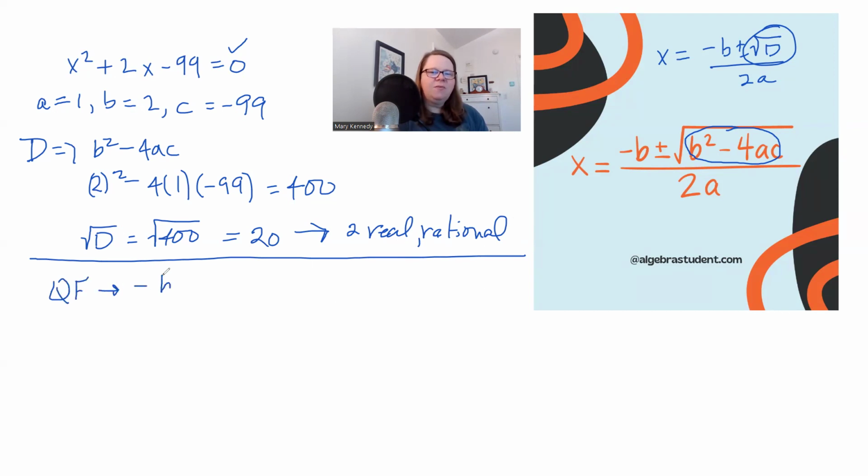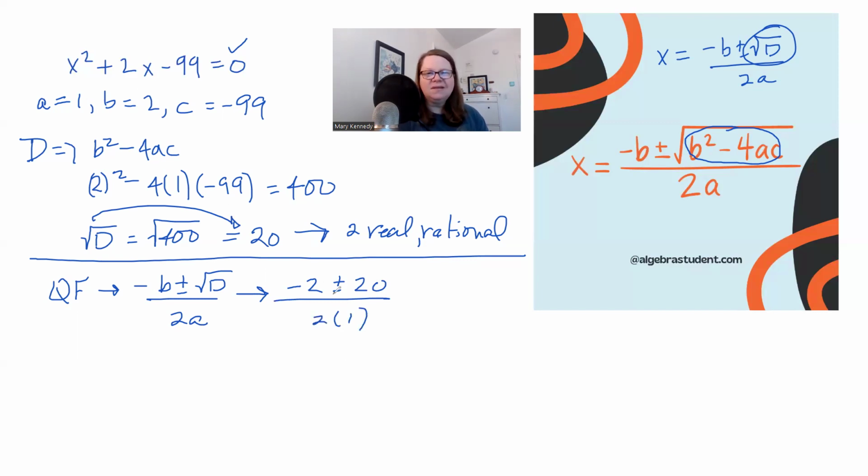We know that it's negative b plus or minus square root of the discriminant over 2a. Okay, negative b. B was 2, so negative 2 plus or minus the square root of the discriminant we already know is 20 over 2 times a is 1, 2 times 1. Okay, this still looks kind of funny even though we're really close to our answer now. That plus or minus just means you're going to split it into two separate problems. We're going to write it first with a plus. So negative 2 plus 20 over 2 times 1 is just 2.